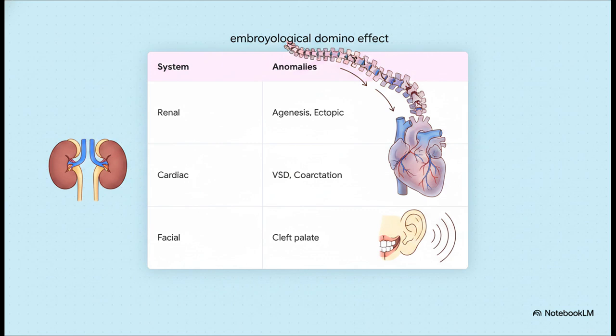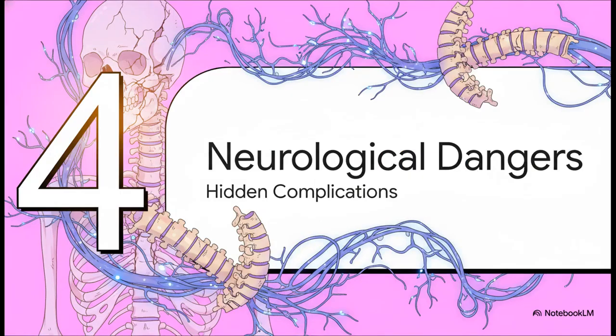For renal anomalies, watch out for renal agenesis or an ectopic kidney. Those are the most common. Cardiac anomalies are also a major threat here. Think ventricular septal defects, coarctation, and other congenital heart diseases. You can also see craniofacial issues like a cleft palate or facial asymmetry, and really importantly, hearing loss due to related ear anomalies. Which brings us to part 4, dangerous neurological complications.